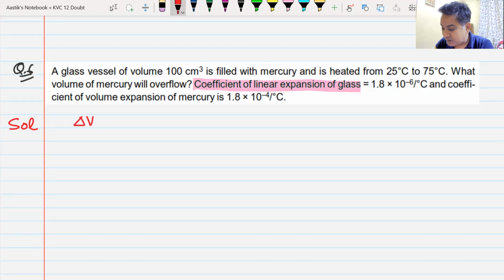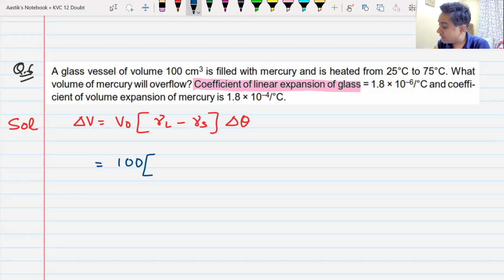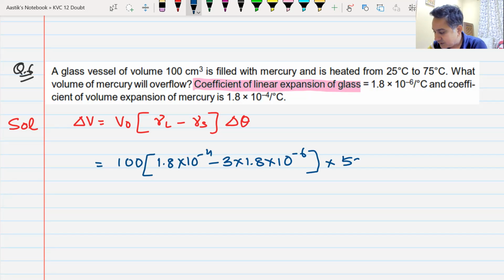So the amount of liquid that will overflow will be V naught into gamma L minus gamma container, or gamma solid, into delta theta. I will just put the values. V naught is 100 centimeter cube. Then I have gamma liquid, which is 1.8 into 10 raised to the power minus 4, minus 3 into 1.8 into 10 raised to the power minus 6, multiplied by the change in temperature, which is 50 degrees.